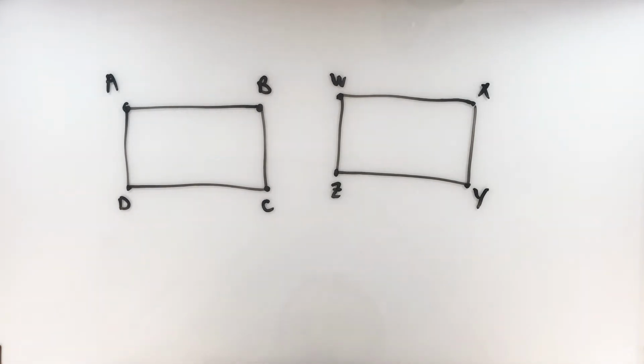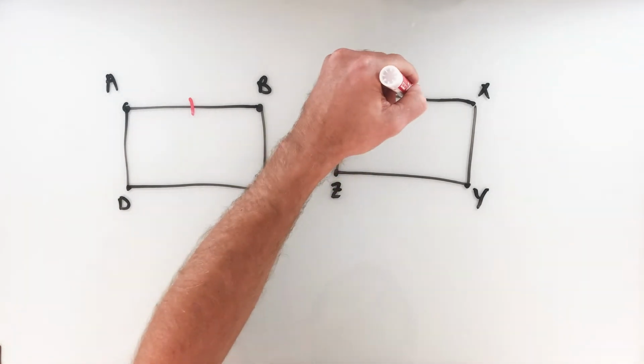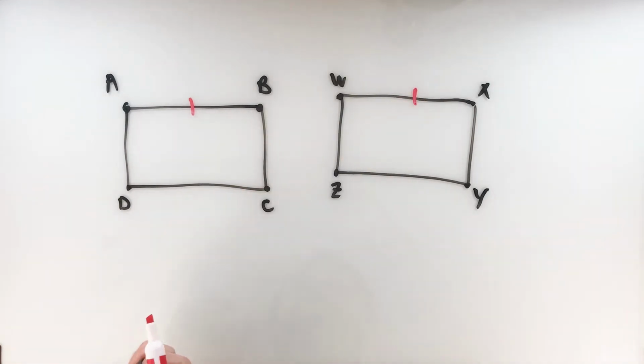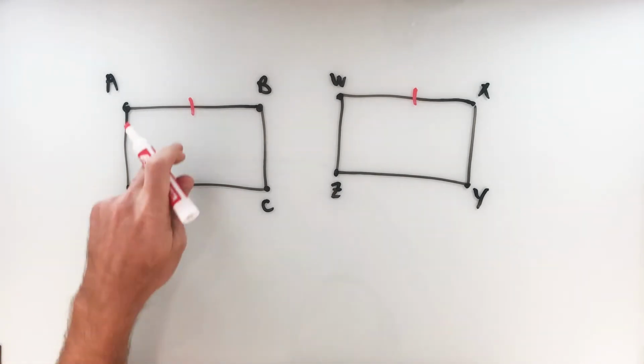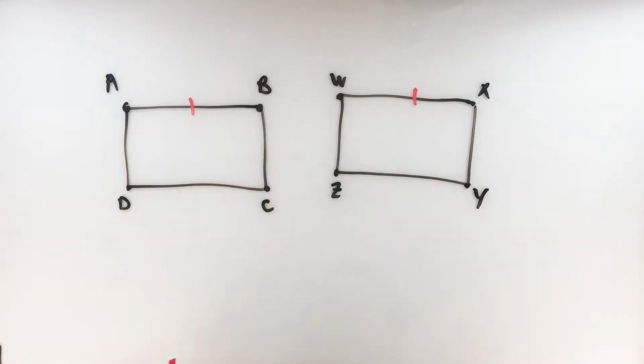So we have some notation. You've likely seen this before as well. So if I put a little tick mark on a segment, and I put a second tick mark on another segment, that denotes that those two segments are in fact the same length. So I can say that segment AB is congruent to segment WX.